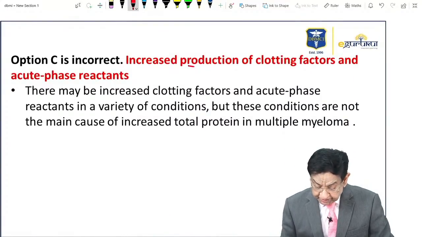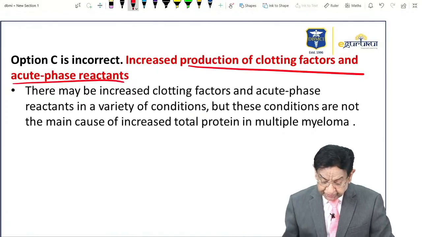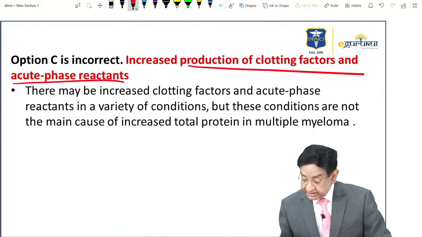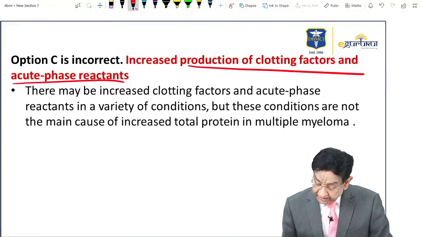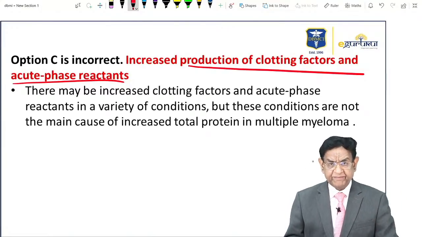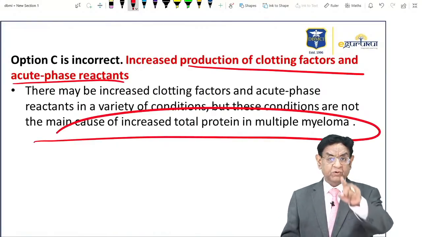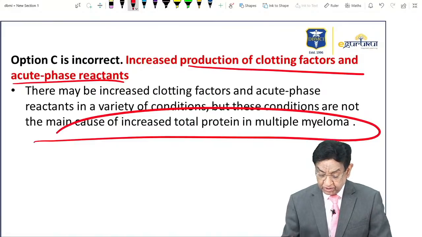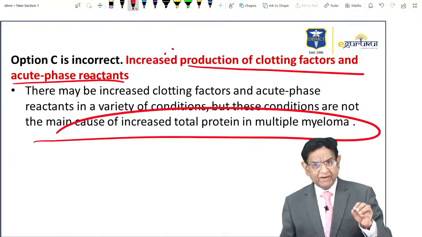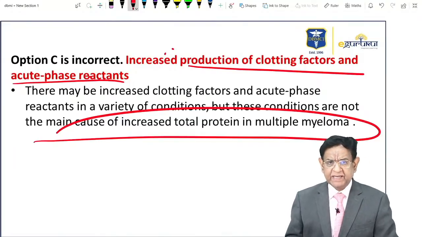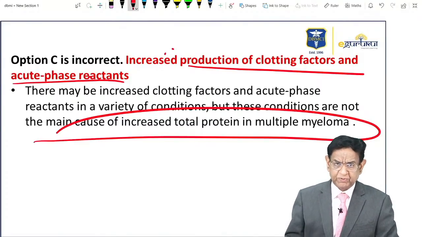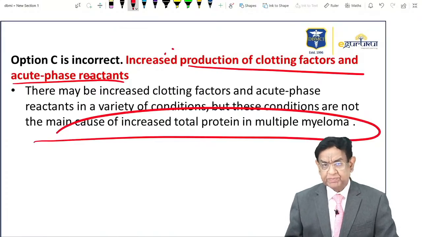Increased production of clotting factor and acute phase reactant. They occur in a variety of conditions, maybe any condition of inflammation, but total protein is increased only in multiple myeloma. Although these are also proteins, their level doesn't go that high that they are going to increase the total amount of protein. So this cannot be the answer.